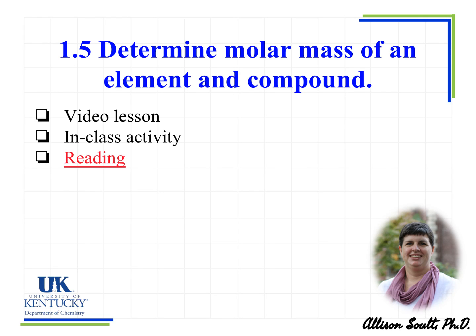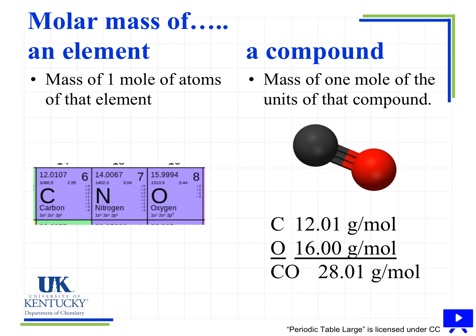In this lesson, we are going to determine the molar mass of an element and compound. We've already looked at the definition of a mole, that it's just a counting number, much like a dozen or a pair. So when we look at the molar mass of either an element or a compound, what we're looking at is the mass when we have 1 mole of that substance.